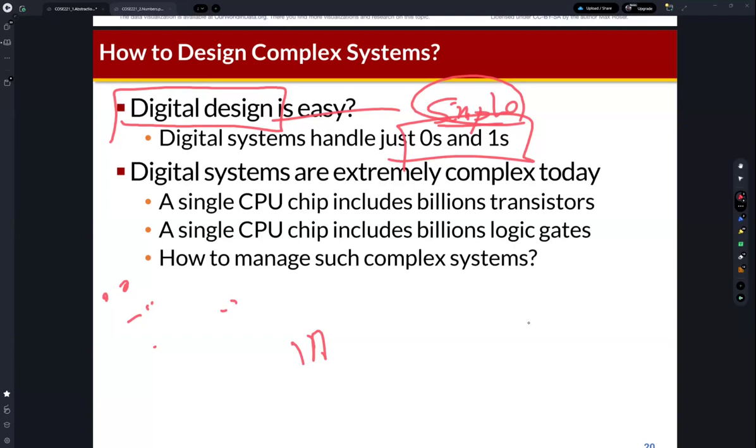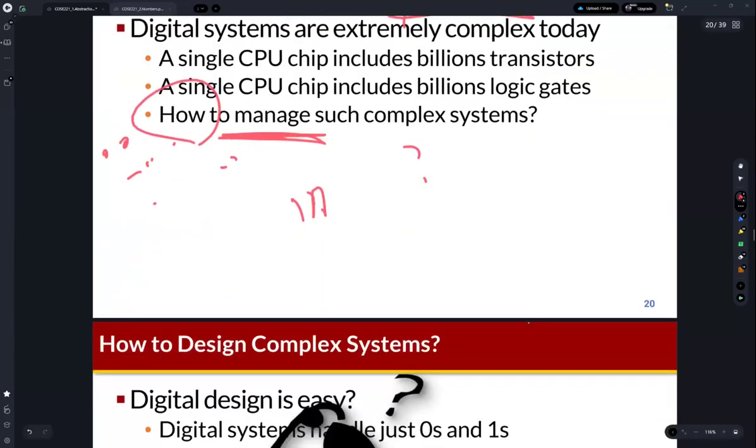Now how can we design it? Actually, one person cannot design this entire system. So many engineers are required for designing this very complex chip. But how? How can we manage it? In order to build a single chip, we need to manage these complex systems. But then how?